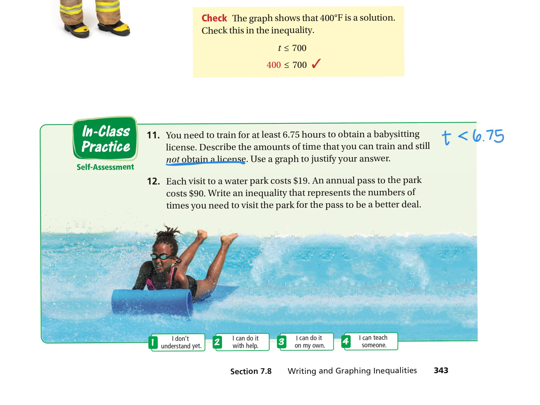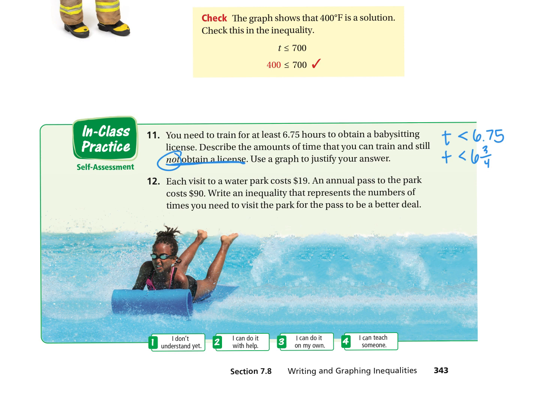6.75. Now, if I did want to include the number of hours to obtain a babysitting license, then I would put that line underneath the less than symbol. But because I have this keyword here, not, it's telling me that I don't want to include it. Okay, you can also write this as a fraction, so you can do it just like this as well, 6 3/4. It's going to be the same thing.